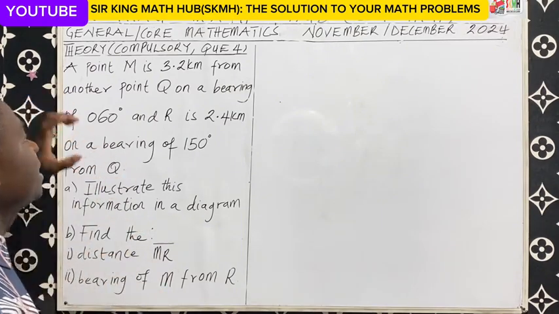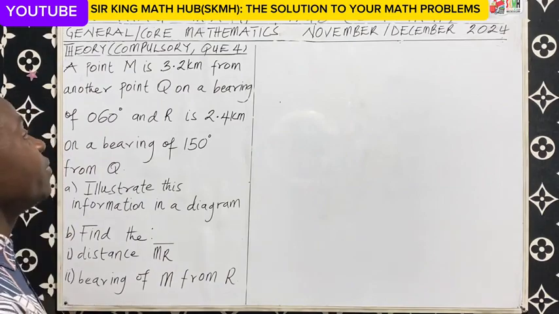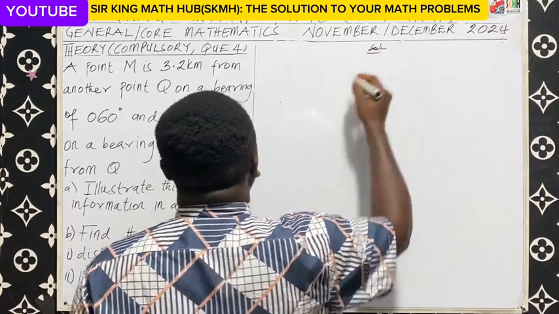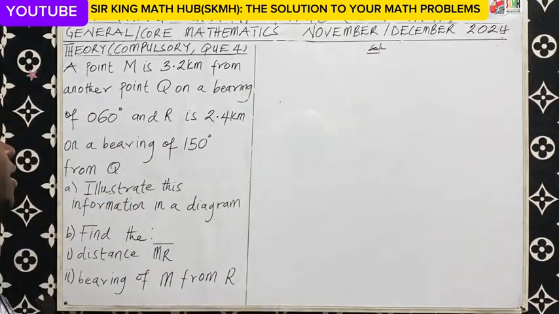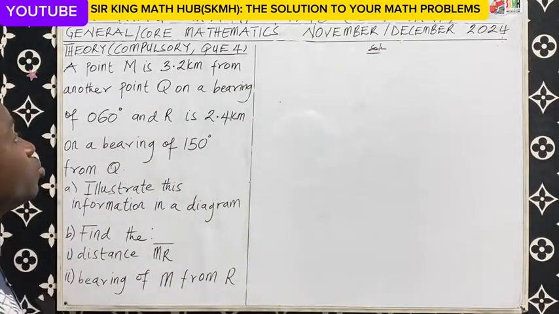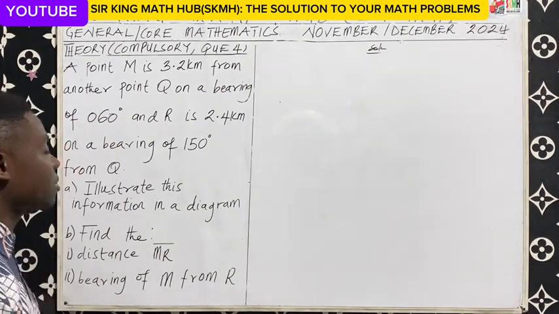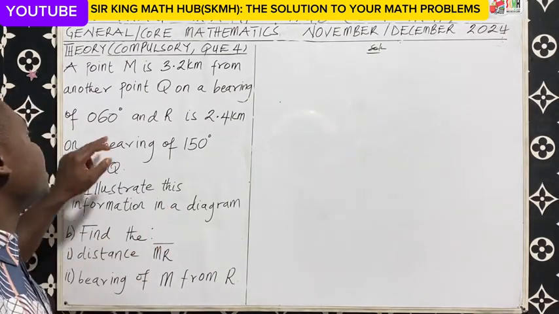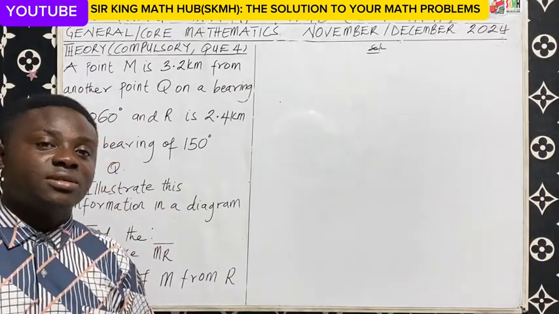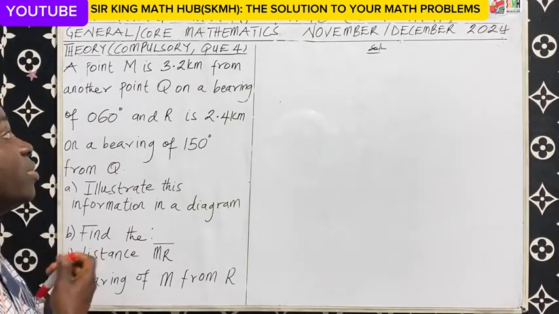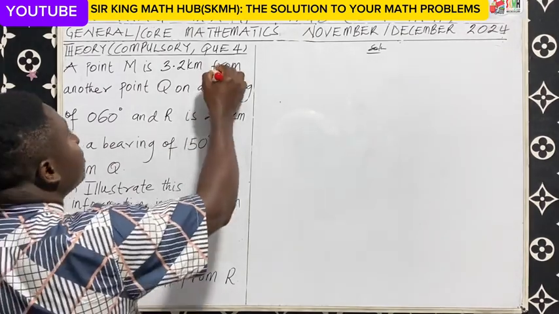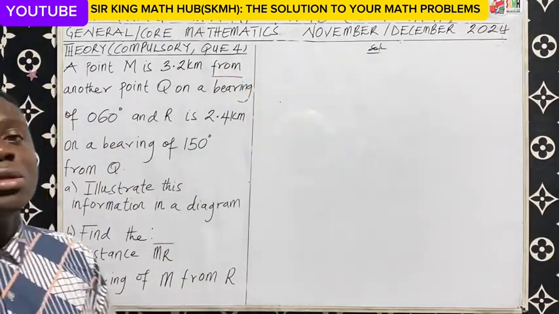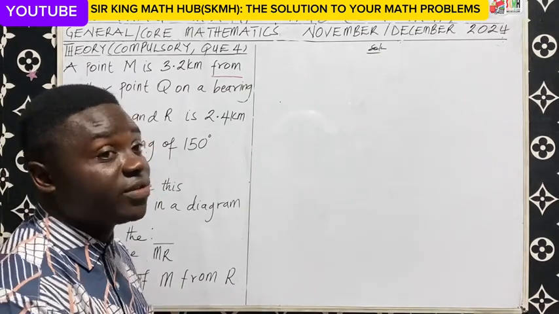So let's quickly represent the first information on the diagram. So now we have 2 points, M and then Q. The distance between these 2 points is 3.2 kilometers. But between point M and then point Q, where do we measure the bearing 60 degrees? Remember that when it comes to bearings, this is the key word. The word from tells us where to measure the given bearing.